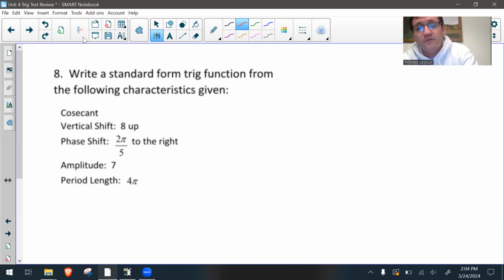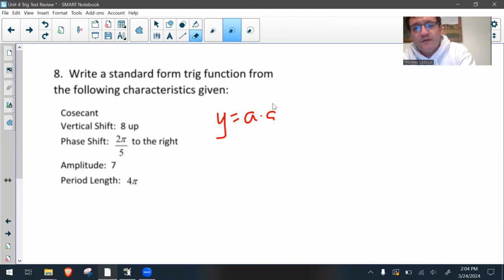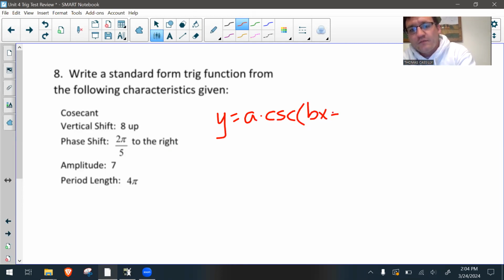All right, so first things first. I'm just going to say this. Y equals A times the cosecant, CSC, and then we have BX plus C, and then plus D. All right. What we need to do is figure out A, B, C, and D.